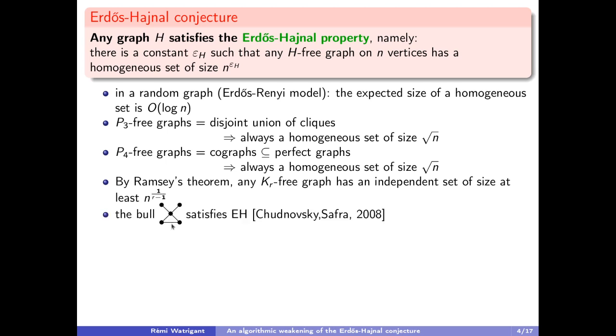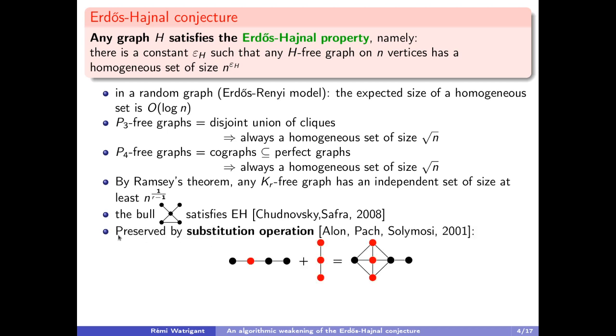Then there are somewhat isolated results concerning the bull, which is this following graph, which satisfies the Erdős-Hajnal property. It's a result by Chudnovsky and Safra. In that case, the constant is 1/4 for the bull.